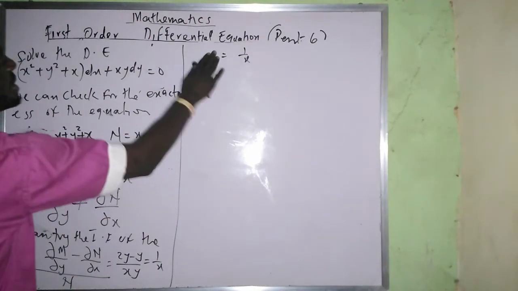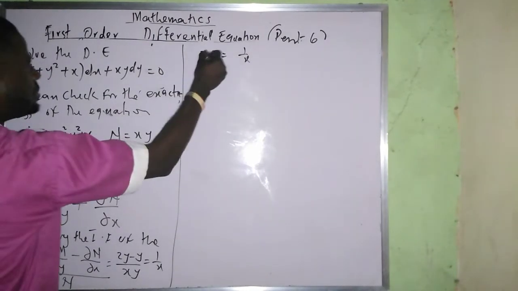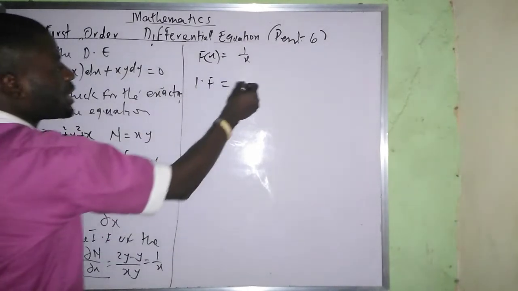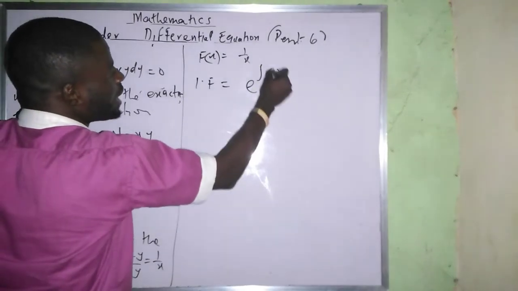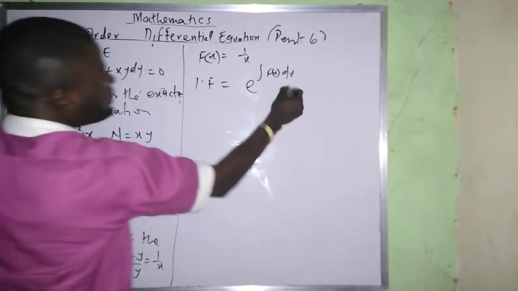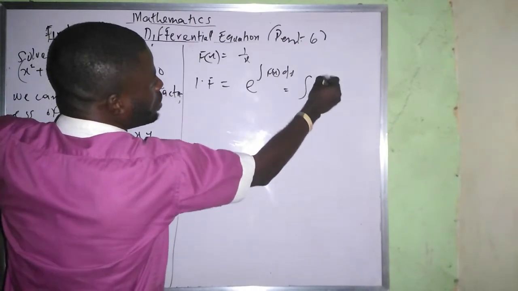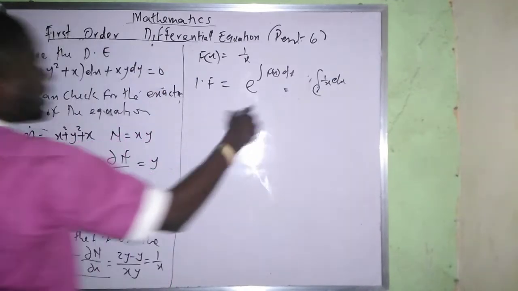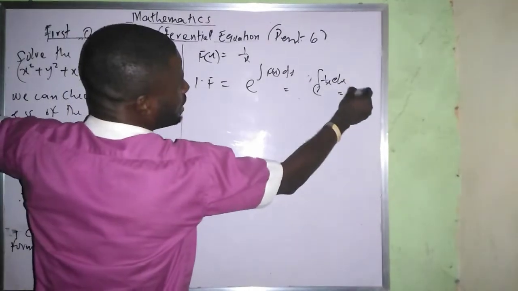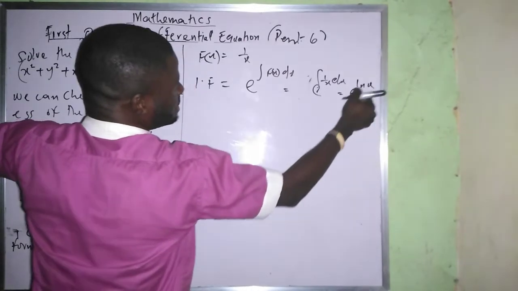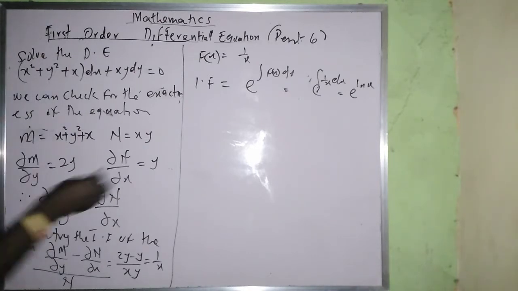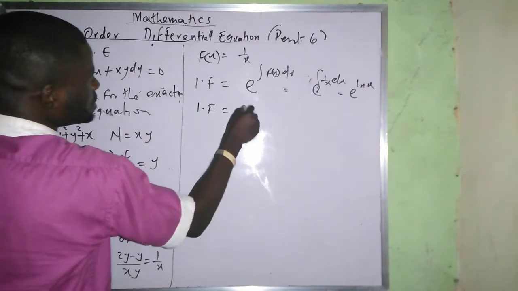Okay, now I made a mistake. It means my f of x is equal to this, so my integrating factor will be equal to e raised to the power of the integral of f of x dx, which is e raised to the power of the integral of 1 all over x dx. Now, if I have this, I'll be having e raised to the power ln x, and e raised to ln x is the same thing as x. My integrating factor is x.